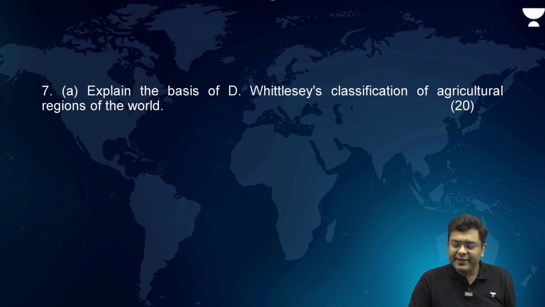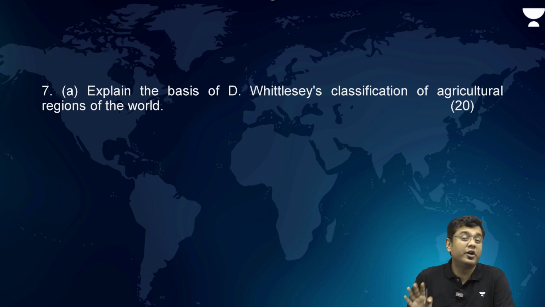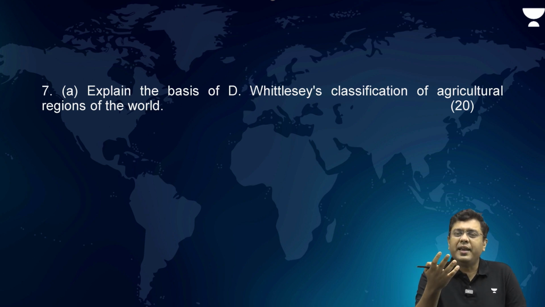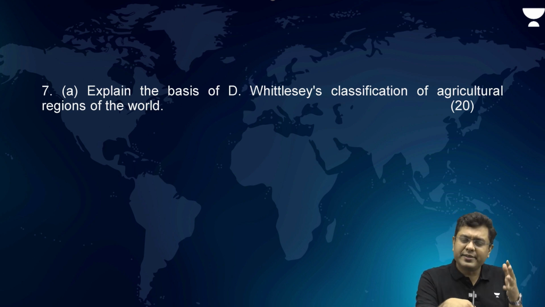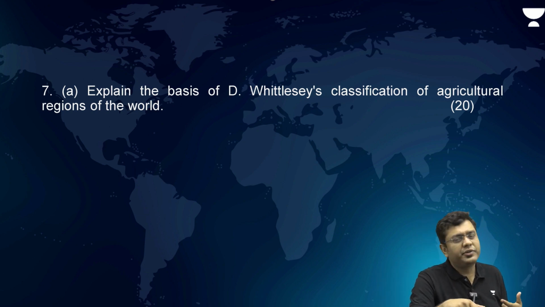Then explain the basis of Whittlesey's classification of agricultural regions of the world. Now, this was slightly difficult if you have not covered in the class, and you have basically, for example, you have the book by Knowles, there you can find these. But Whittlesey's classification, so classification of agricultural regions is not asked. Whittlesey, what he did, he talked about the agricultural regions as areas of homogeneous property. Now, he divided the world into various 12 different agricultural regions based upon nomadic farming, intensive subsistence, etc.